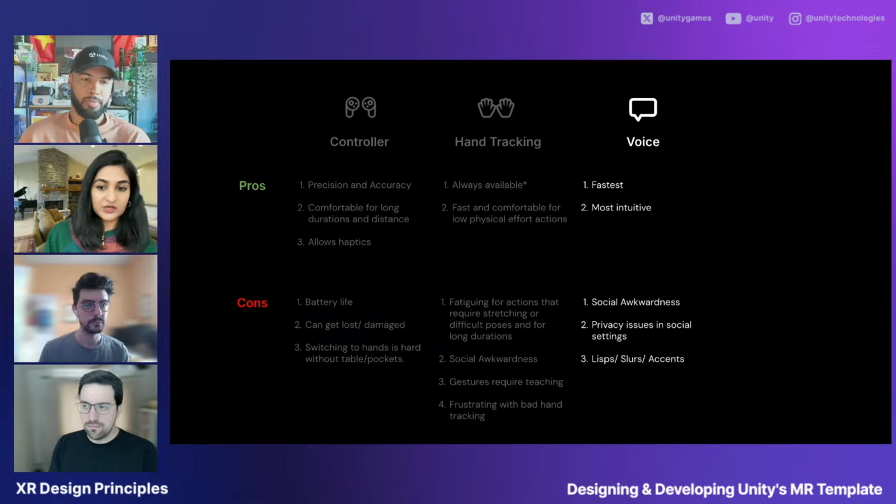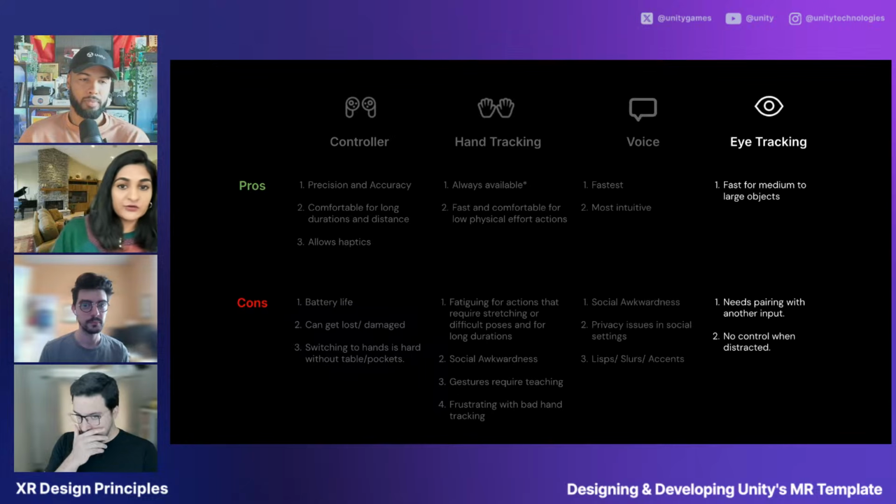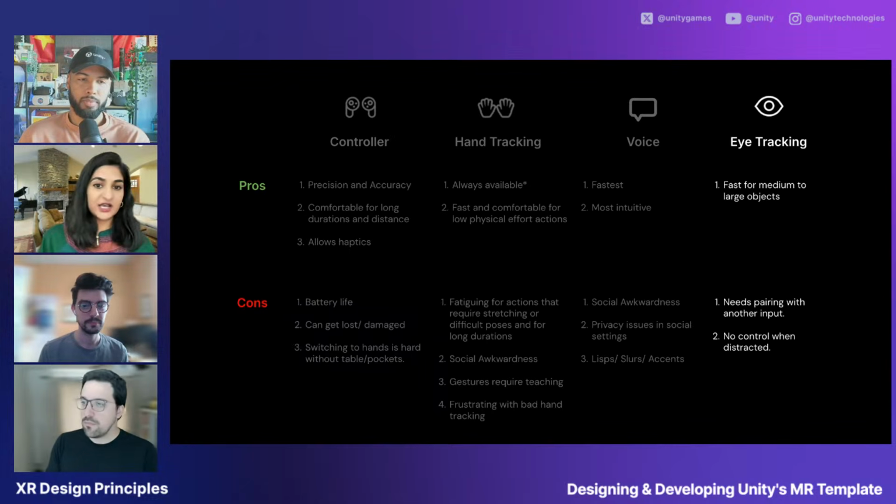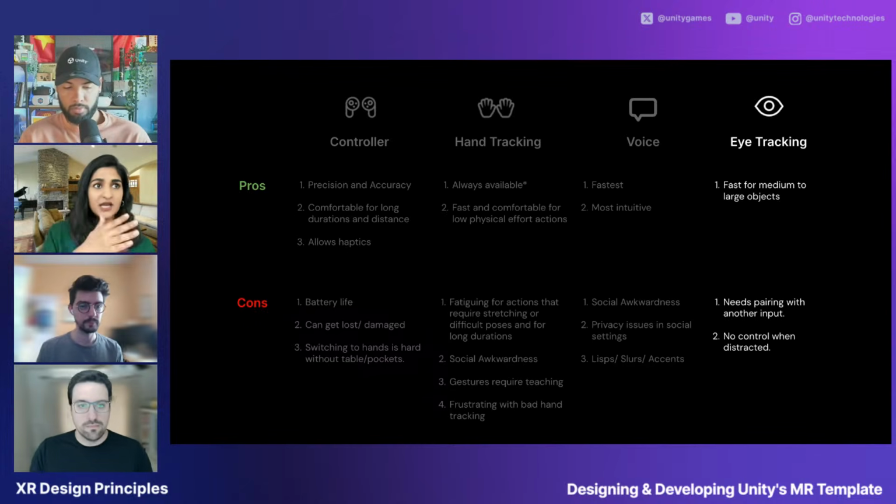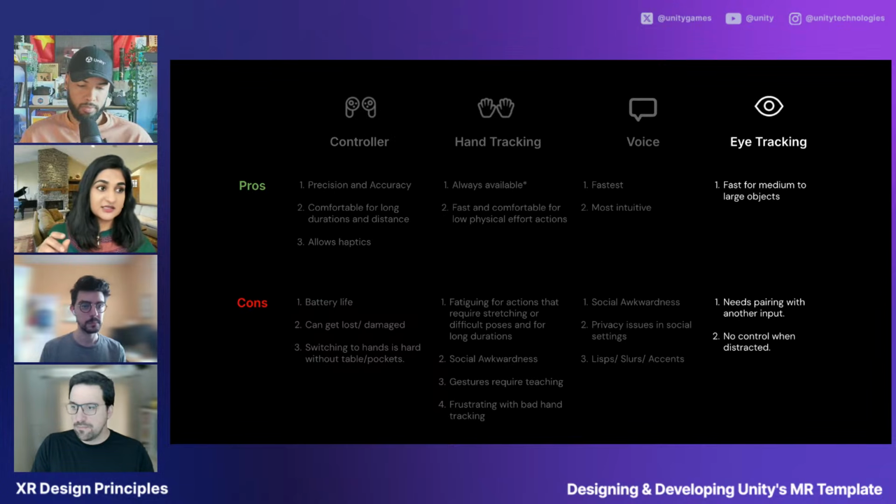And then the last one, which is a newer form of input, is eye tracking. It's new, it's novel. It's generally pretty fast for targeting things with your eyes for medium and large objects. You'll notice that if things get really tiny, like let's say the size of a color picker, you don't really have too much fine control over your eye movement.